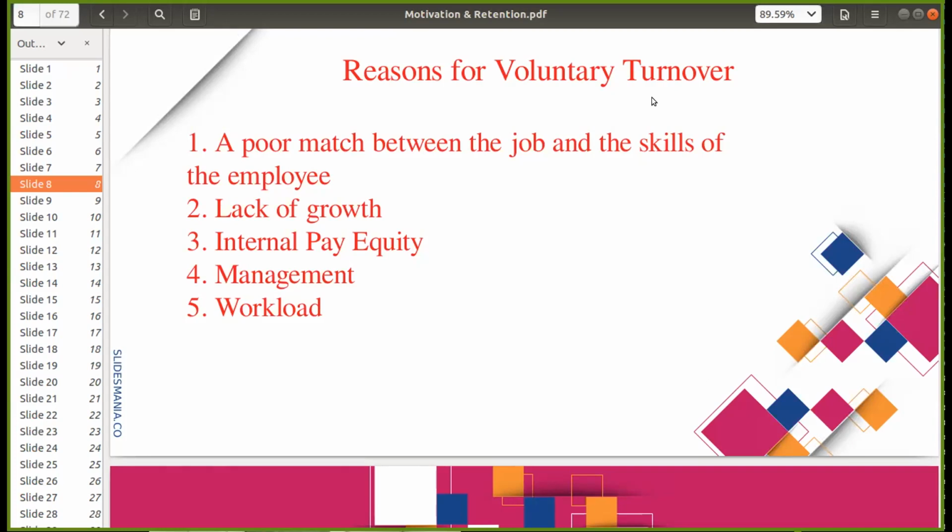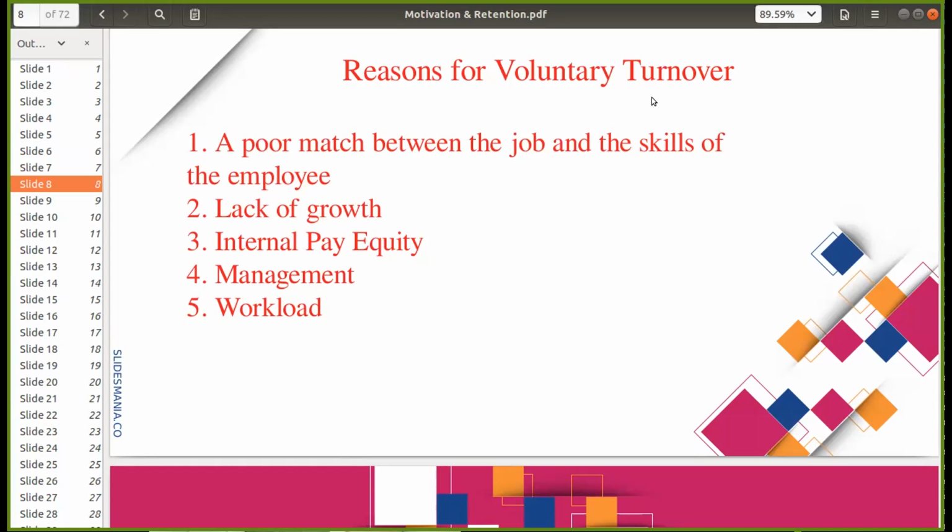Pag may poor match, it can cause frustration doon sa employee na hindi magawa yung trabaho niya at sa manager na syempre nai-stress gawa ng hindi alam ng tao niya kung ano yung ginagawa niya. Kung ano yung trabaho. So, of course, ensuring the recruitment phase is viable and sound is the first step to making sure that there's the right match between job and skills. Okay? And lack of growth.